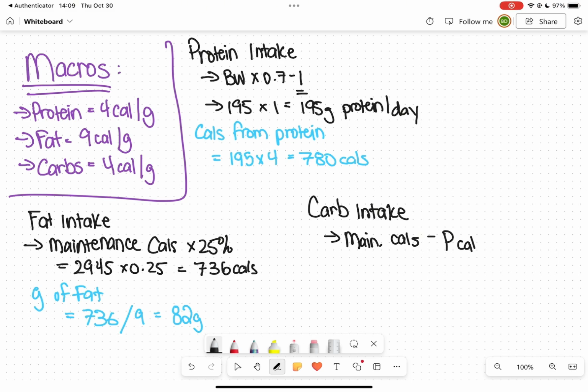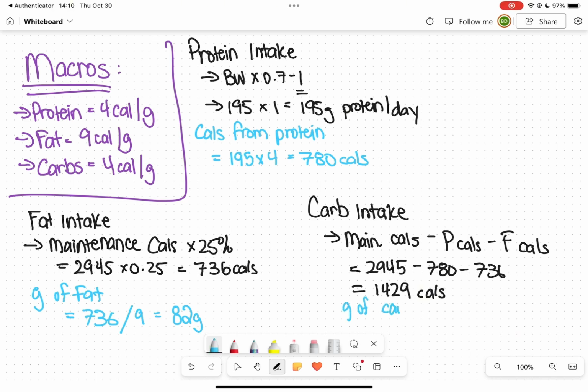So now what we're going to do is subtract our calories from our protein and our calories from our fat from the maintenance caloric intake. And what's that going to give us? That's going to give us how many calories we're going to be eating from carbs throughout our day. So once you plug in all the numbers that you had just calculated from your previous two, we're going to figure out how many calories we're going to eat related to our carbs.